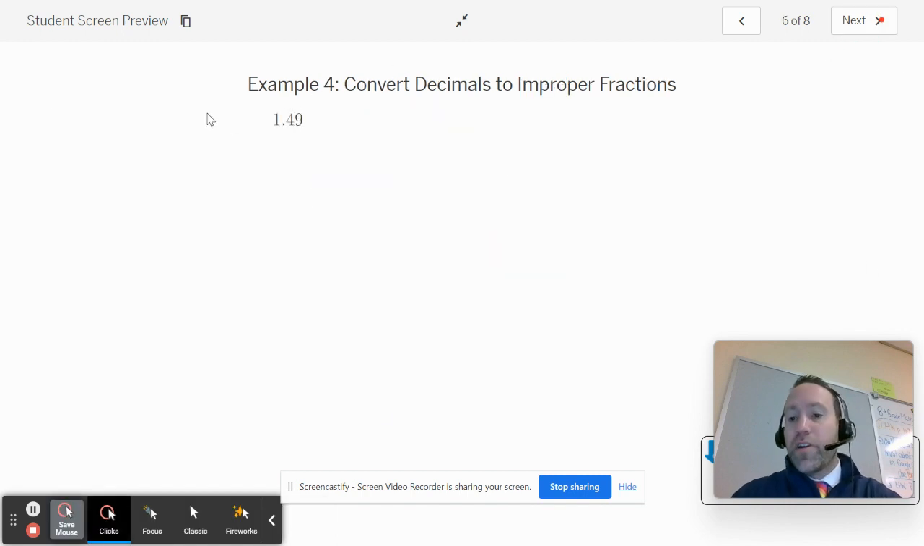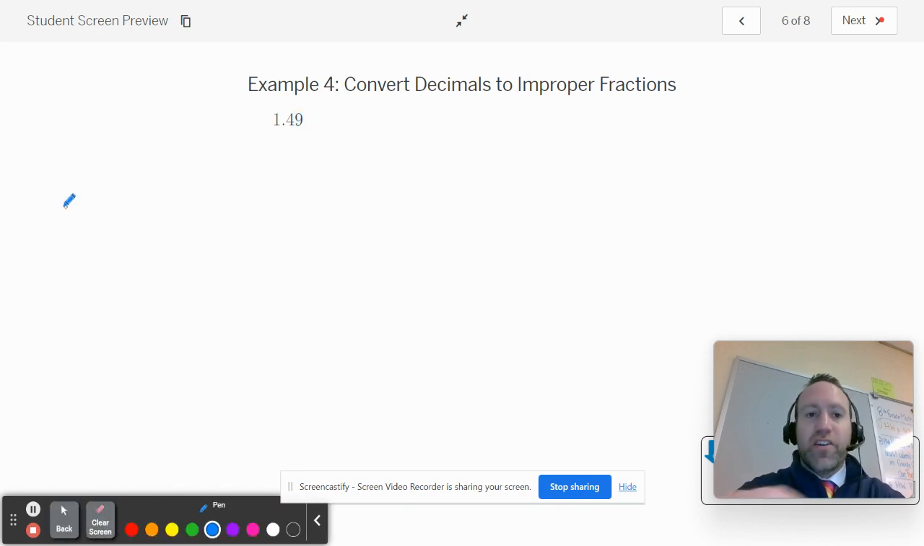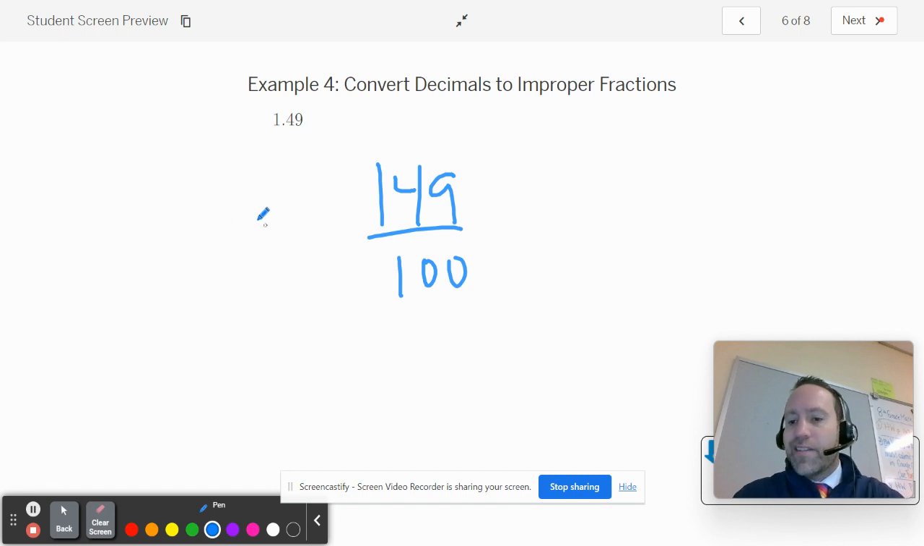All right, next one. Now we're going to convert to improper fractions. So 1.49. Again, this ends in the hundredths place. So we're just going to put it over 100. But the difference here is now we have that 1 in front. It's just going to be 149 over 100. So again, it's the same thing. Where does the decimal end? It ends in the hundredths place. Put that number over 100.